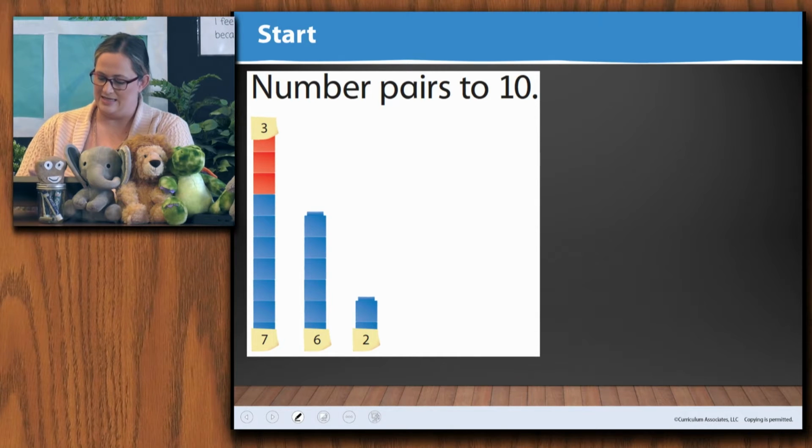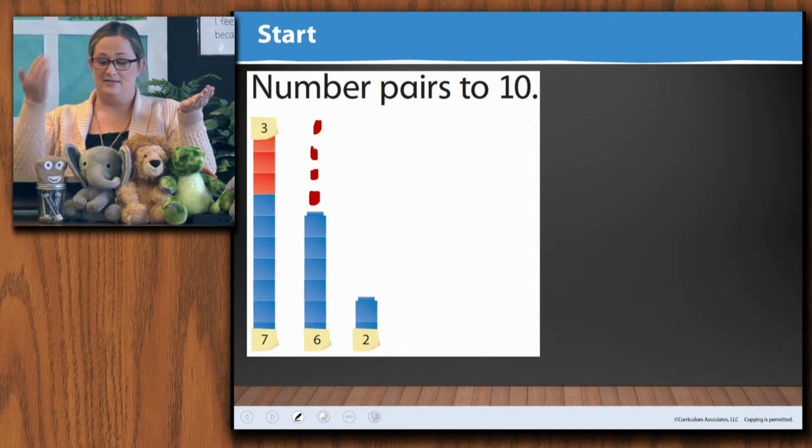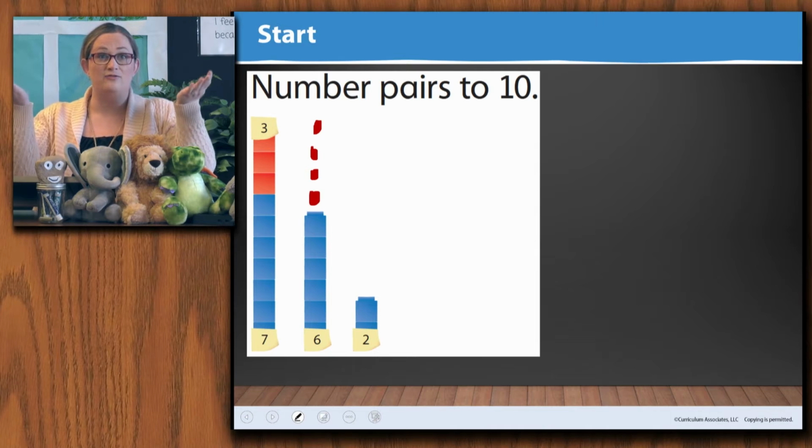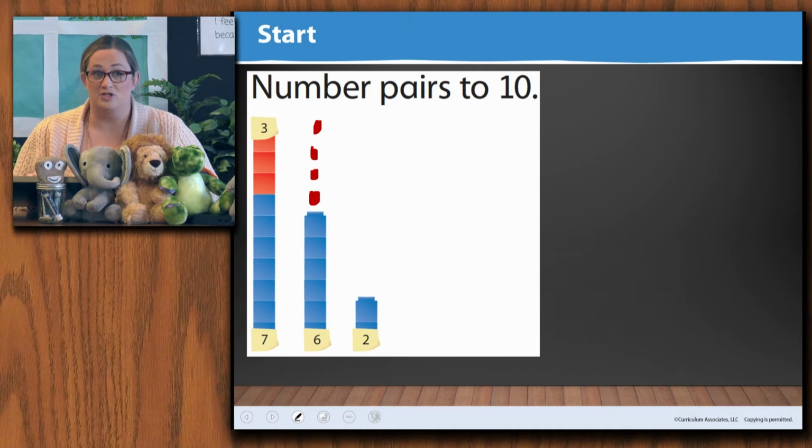This first one says 7 and 3 make 10. If I have 6, how many more do I need to make 10? 6, 7, 8, 9, 10. 6 and what make 10? 6 and 4 make 10. Great job. Can you figure out what we put with 2 to make 10?